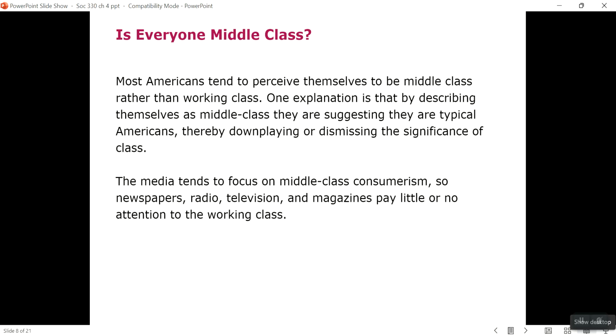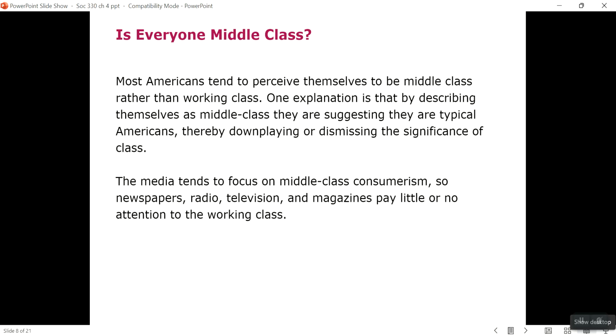And almost all politicians, when you hear them giving a speech, talk about the middle class. They're concerned with the middle class. You rarely hear them talk about the poor or the working class. They almost always are focused on the middle class and what they can do for the middle class.